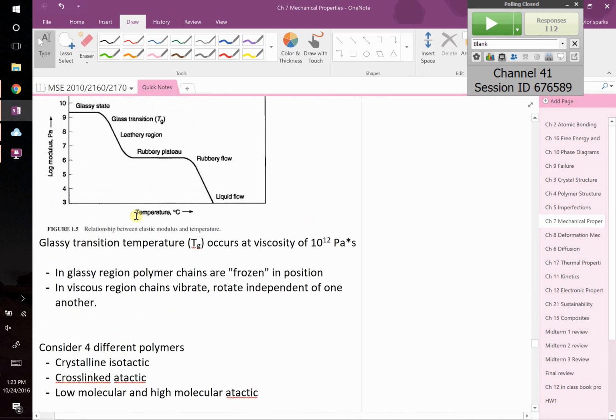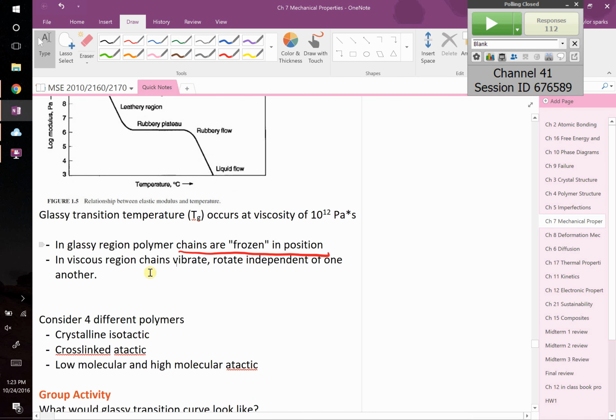And this should make sense because at lower temperatures, the chains get sort of frozen in position. The chains aren't free to slide past one another and elongate. And so if they can't do that, it's no longer flowing, it's gotten brittle.